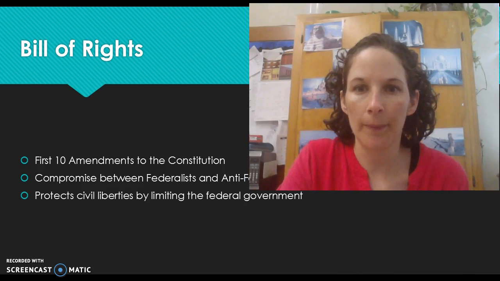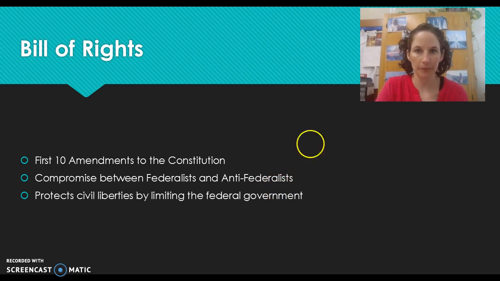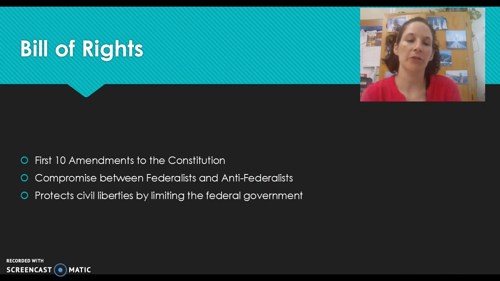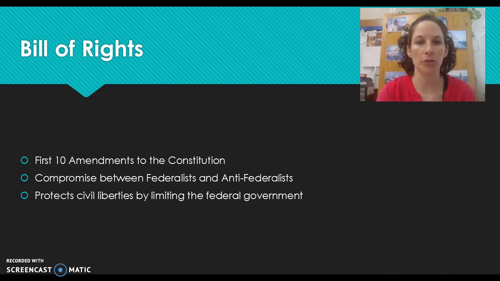Okay, let's shrink that down. The Bill of Rights refers to the first 10 amendments to the Constitution, so they're not technically part of the original document, but they were part of the negotiations when striking the compromises in the Constitution. The Bill of Rights was something Anti-Federalists wanted added. Anti-Federalists were concerned about a strong federal government that would violate the rights of individuals, so they requested that this Bill of Rights be added as a way to protect American citizens from the federal government.